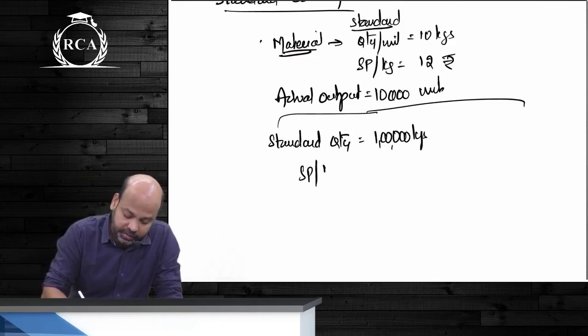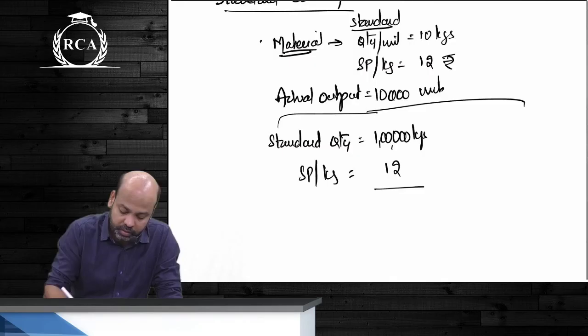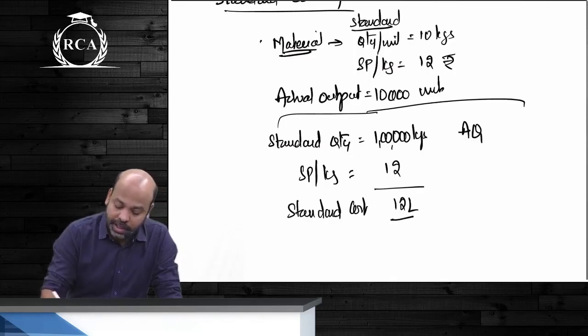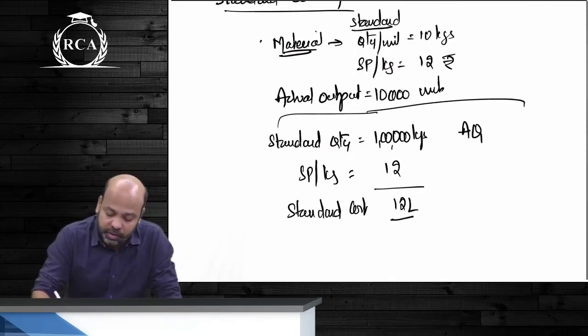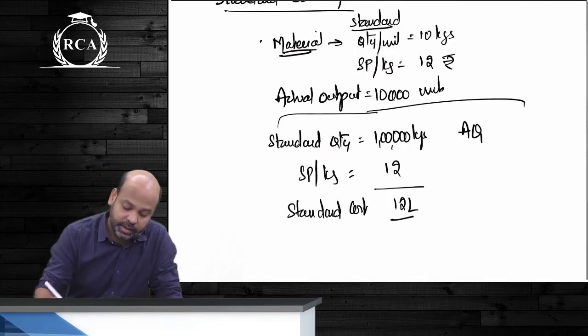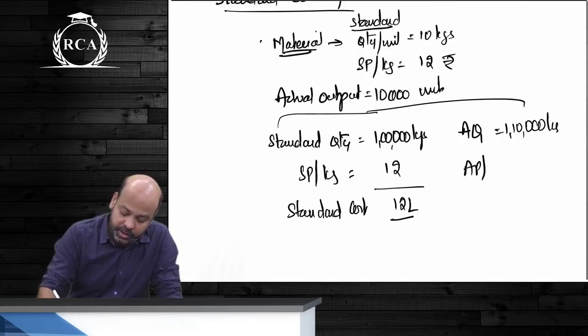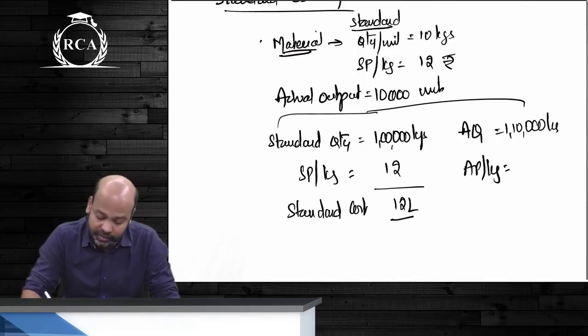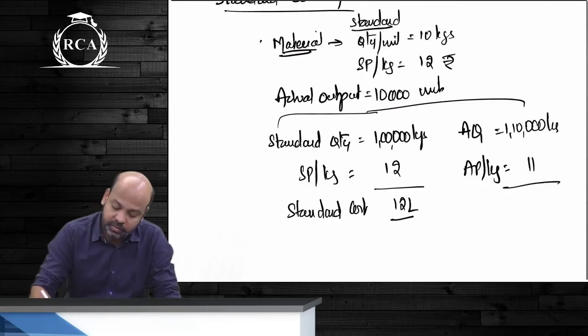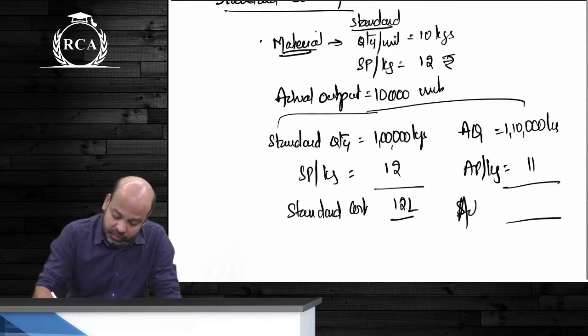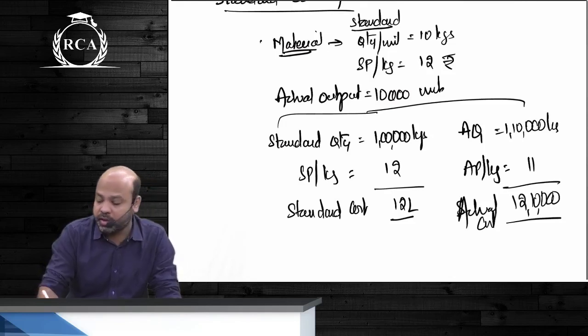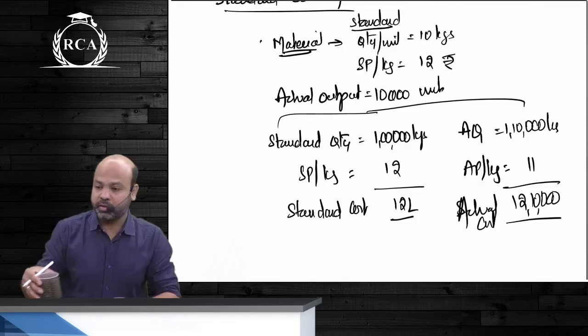What's the standard price at which you should be purchasing each unit of raw material? What will be your total standard cost? 12 lakhs. The actual quantity that the organization ended up consuming, let's say, is 1 lakh 10,000. The actual price per kg at which the raw material was bought, let's say, is 11 rupees. What will be the total actual cost? The total actual cost that we have incurred is 12 lakh 10,000.